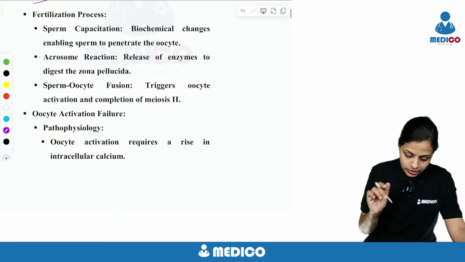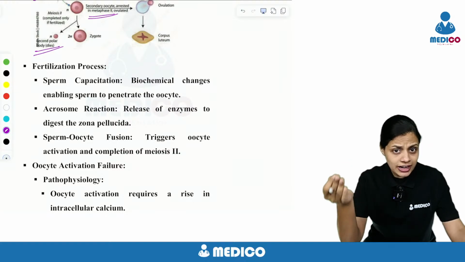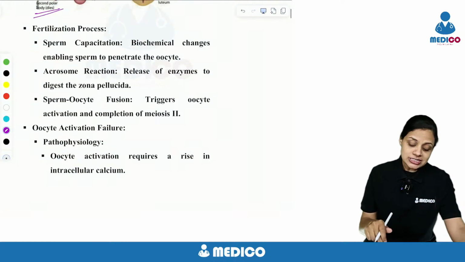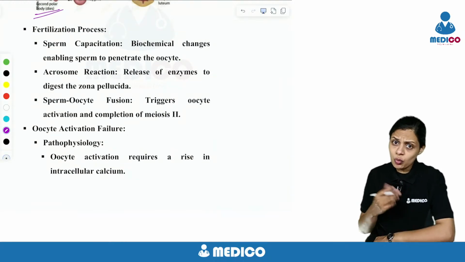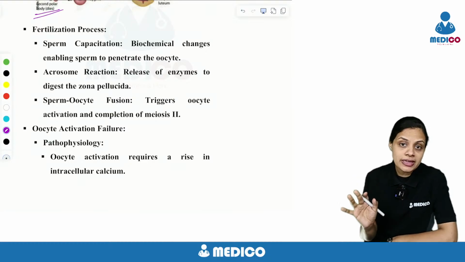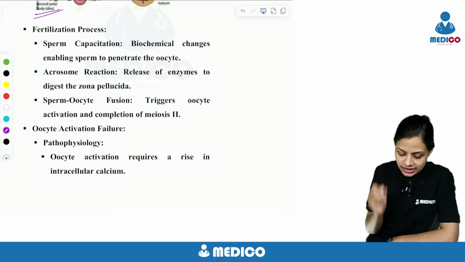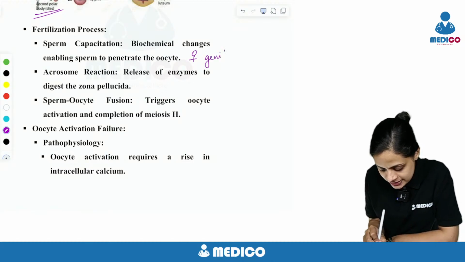All right. So, now, how does fertilization occur? For fertilization to occur, certain other processes have to happen. First one is the sperm capacitation, the capacitation of the sperm. What is it? These are the biochemical changes that enable the sperm to penetrate the oocyte. Where does this happen? This happens in the female genital tract.